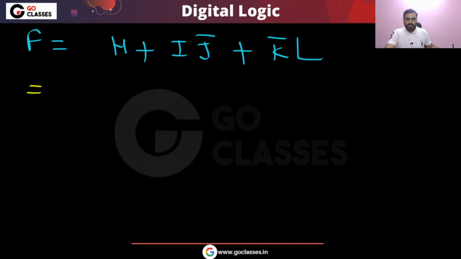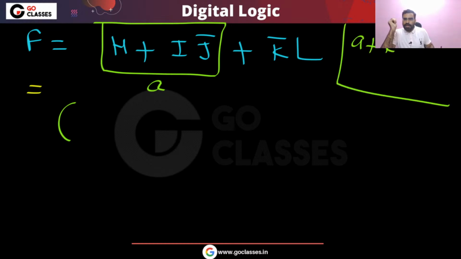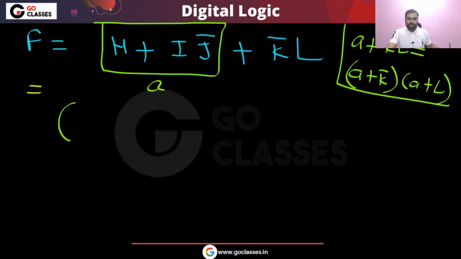So here, how will you do this? Very simple. Think of this as alpha. Okay, maybe think of this as A. If you think of this as A, then you can apply the distributive property: A or K bar L will be the same as A or K bar, A or L. Okay, like this you can do.